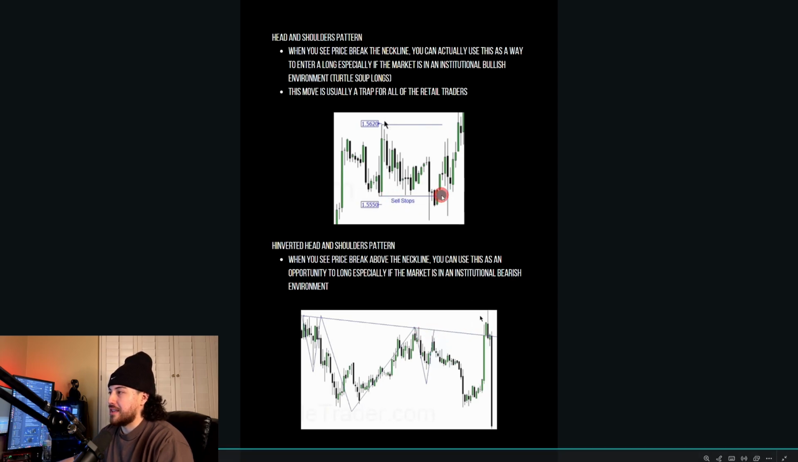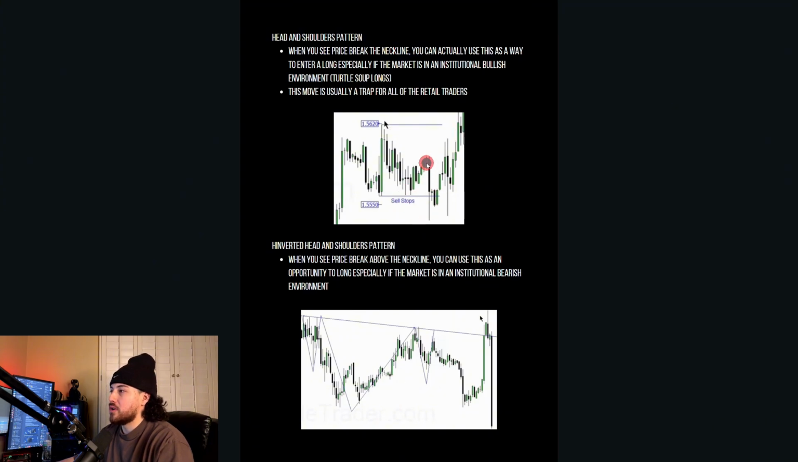Same thing here. If we understand that most likely price is just simply taking out sell stops to push on higher, then once price breaks that quote unquote neckline, we can utilize this as a sell side liquidity sweep to then look for longs to the upside. Rather than the retail traders, who see price break lower and look for shorts, we would be looking for the opposite, which would be looking for longs.